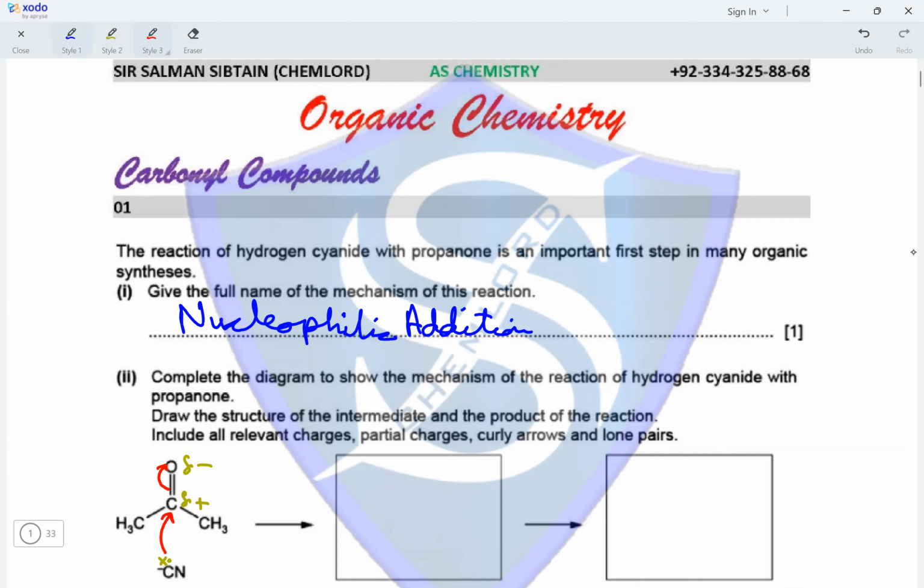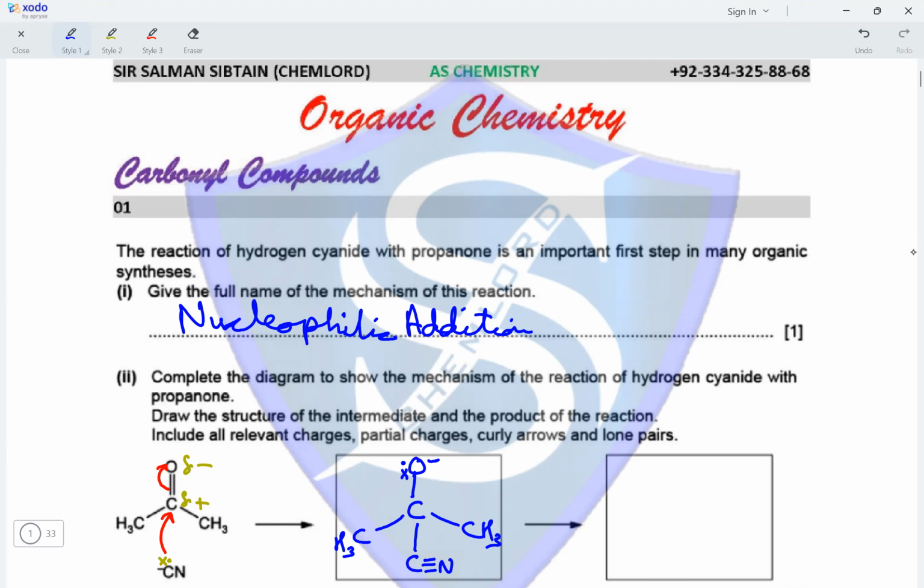This results in formation of an intermediate in which we have a carbon atom attached to two CH3 groups. This is from propanone. The C double bond O is now converted into C single bond O with a negative charge on it, because now there is a lone pair of electrons on the oxygen atom. The pi bond that broke, both the electrons involved in the bond formation are retained by the oxygen atom now, and we have a bond formation between the C triple bond N group and the carbonyl carbon.